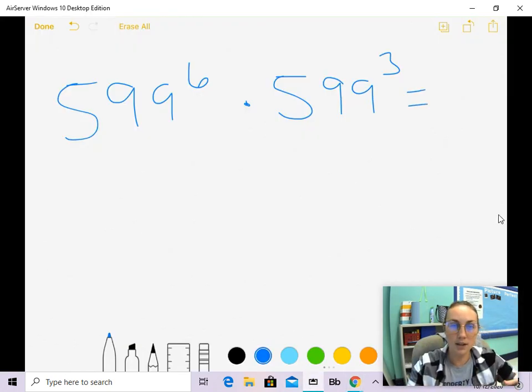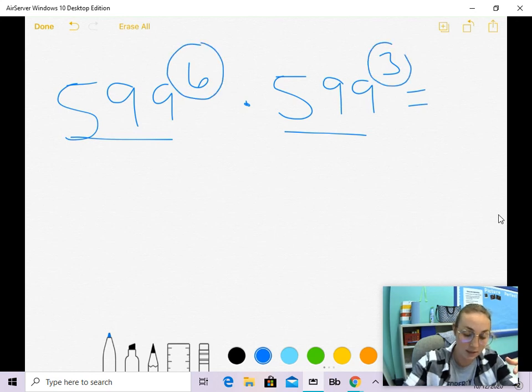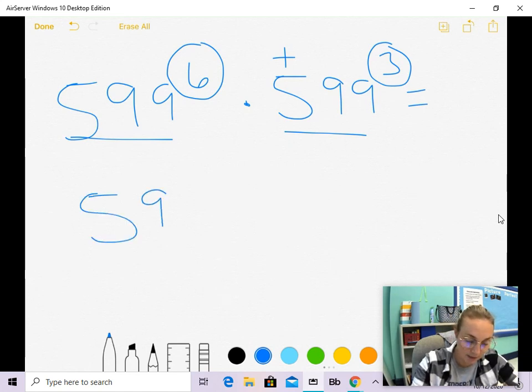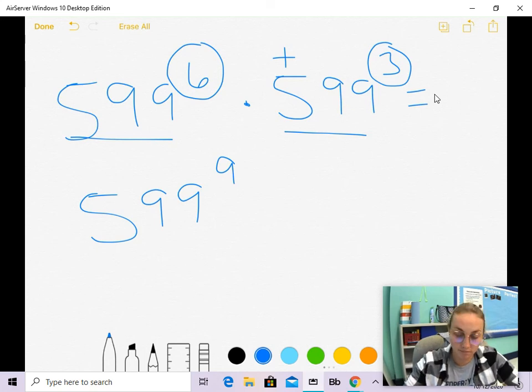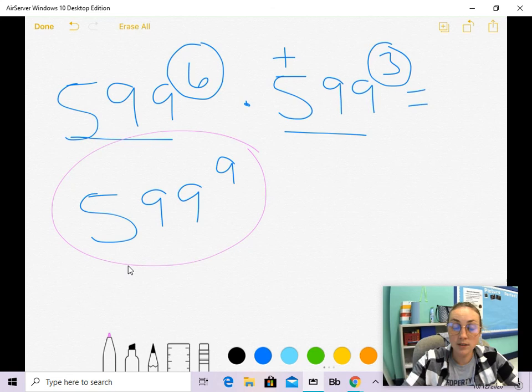I went ahead and wrote it down on my iPad. Again, this is a multiplication problem, but the bases are the same. They are the same number. So all you have to do is take these exponents and add them. The answer is going to have the same base, and then we just have to add these exponents across. 6 plus 3 is going to be 6, 7, 8, 9. So our exponent is going to be 9. That's all you have to do on this particular problem. So our answer is going to be 599 to the ninth power.